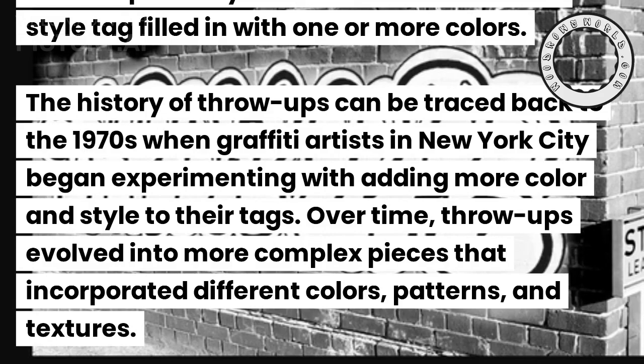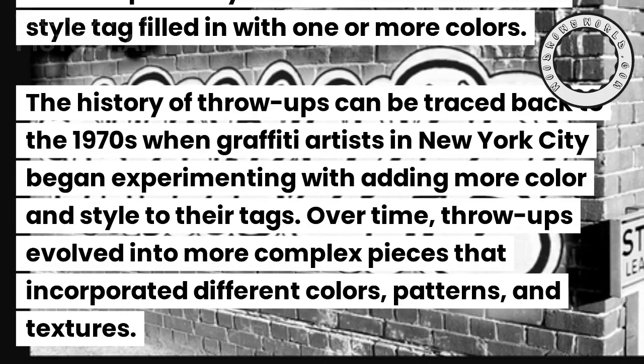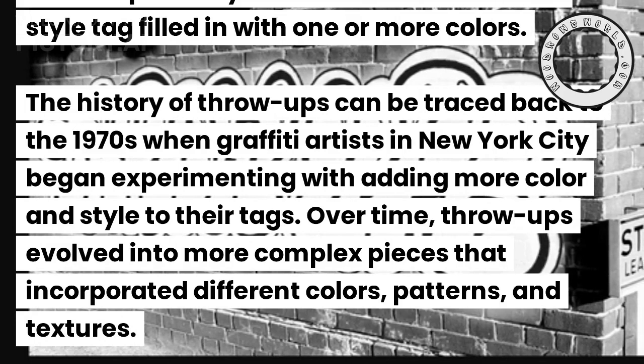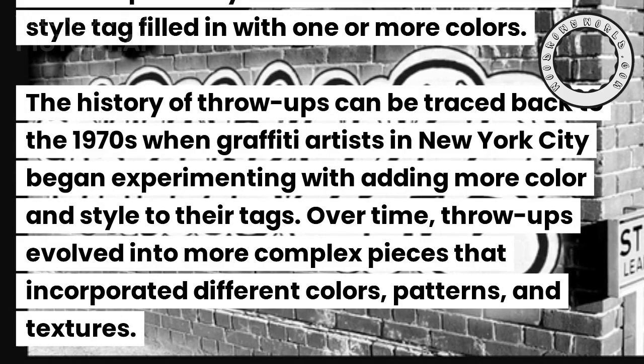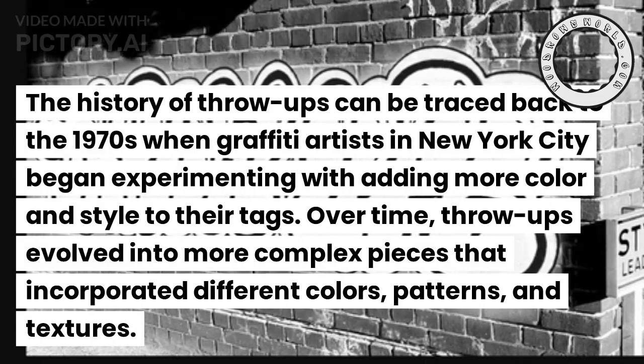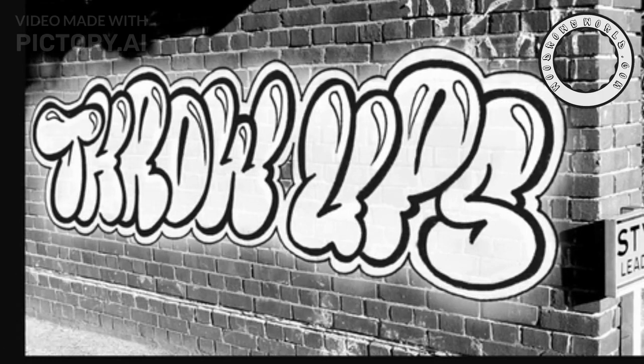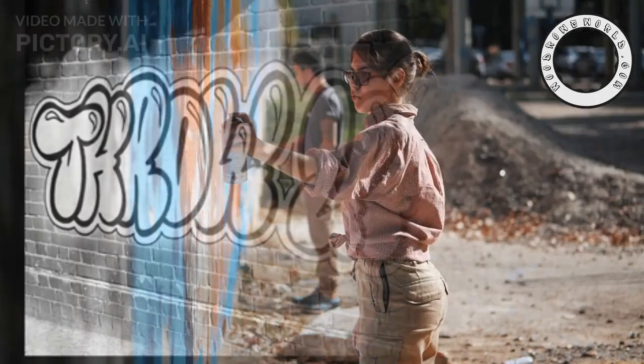The history of throw-ups can be traced back to the 1970s when graffiti artists in New York City began experimenting with adding more color and style to their tags. Over time, throw-ups evolved into more complex pieces that incorporated different colors, patterns, and textures. To execute a throw-up, the artist will use spray paint to create a bubble letter style tag and then fill in the letters with one or more colors. The artist may add other elements like shadows, highlights, or patterns to make the piece more visually interesting.